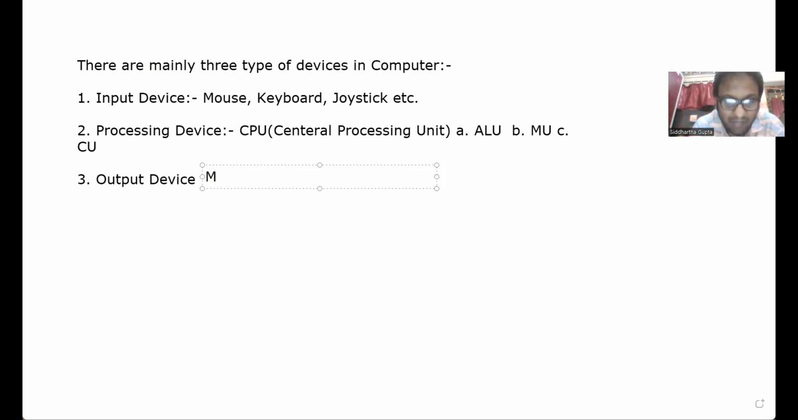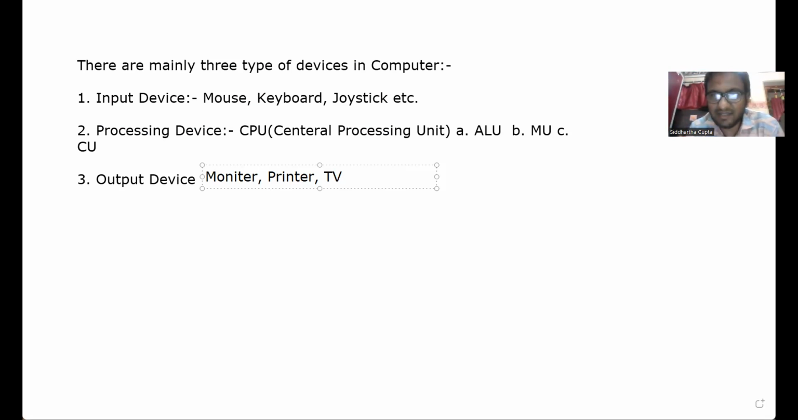So the output devices are monitor, printer, and you can say TV, television. All these are considered as output devices. I hope you can understand this point. So this is how we have to understand and categorize the computer system. This is all about the computer system, and this is all about the fundamentals of computer.